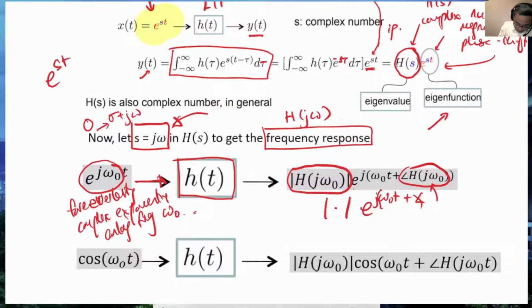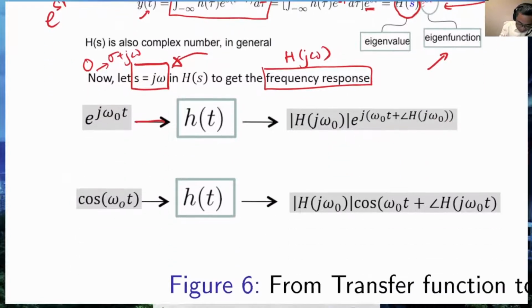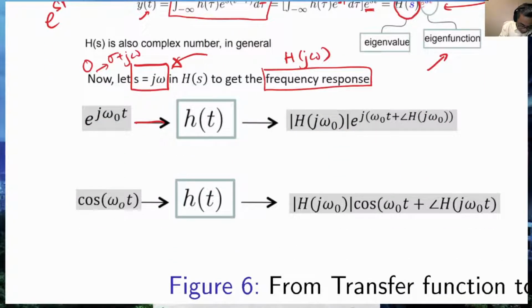Now, some of y'all don't like to deal with complex exponentials, so let's deal with a cosine. A cosine is nothing but a sum of two complex exponentials anyway, so its behavior will be very similar, and in fact it's true. A cosine of amplitude 1 will have its amplitude modified by H(j omega naught). So we substitute j omega naught. H(j omega naught) will be a complex number, so we take the magnitude of it to get the magnitude response.